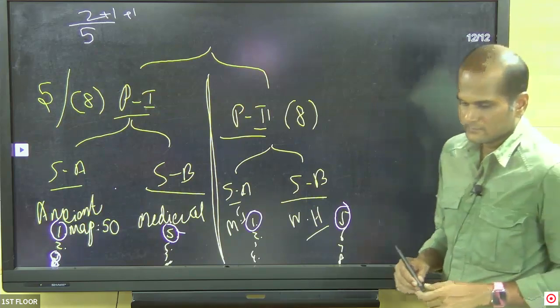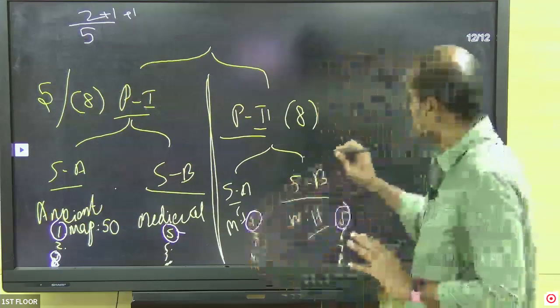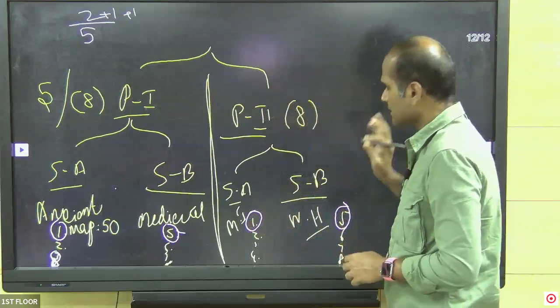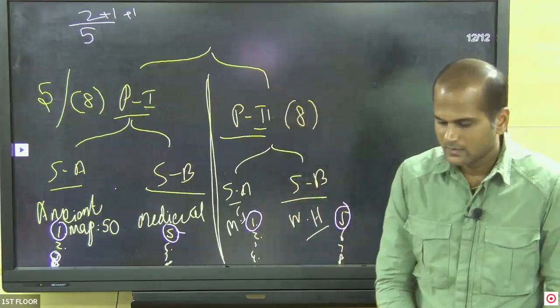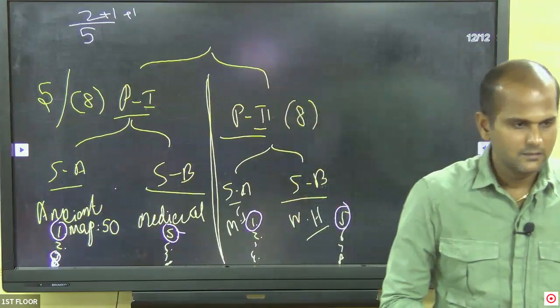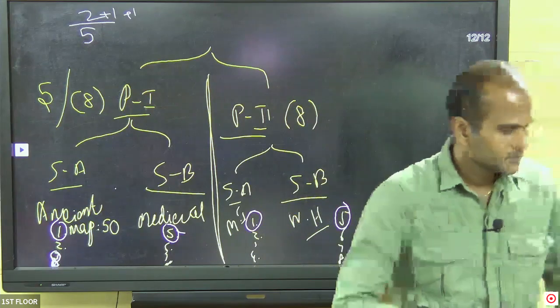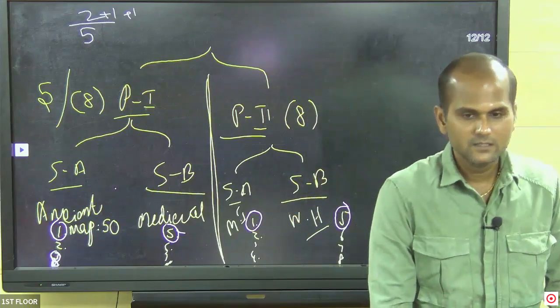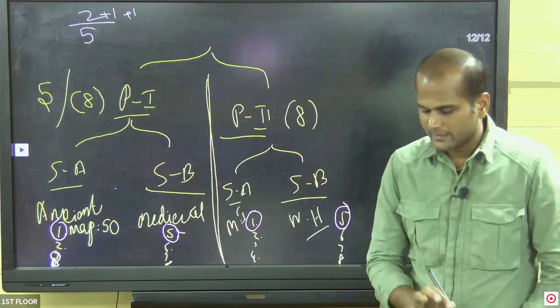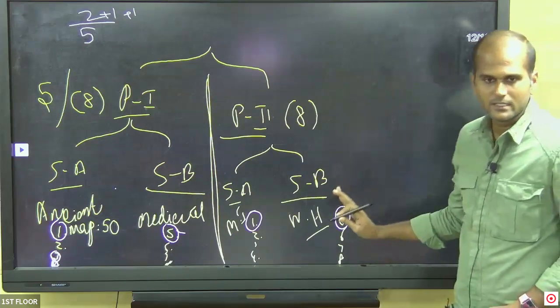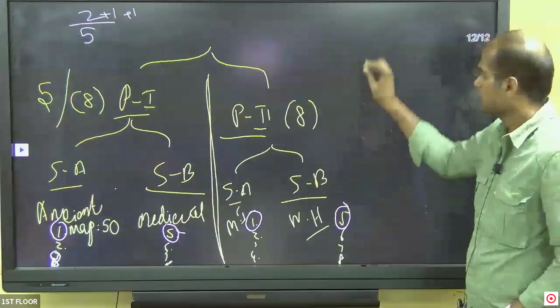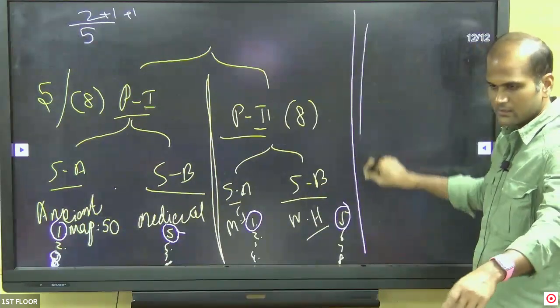Right. Got it. So this is what paper 1 and paper 2 are. Got it? So anything else, this is the structure of this. And regarding books, any doubt regarding the pattern of the exam? No. Next, regarding books, mark it.